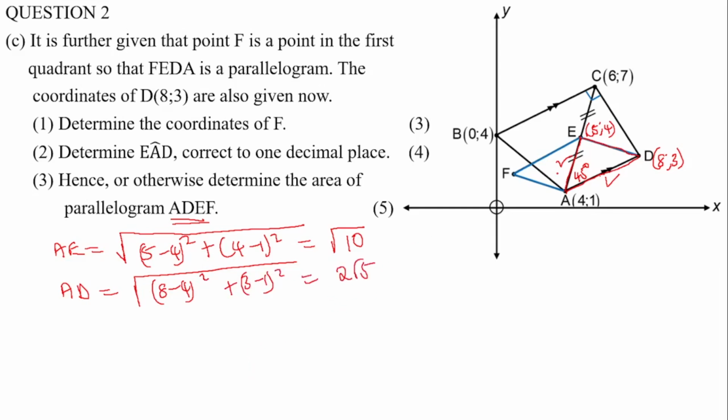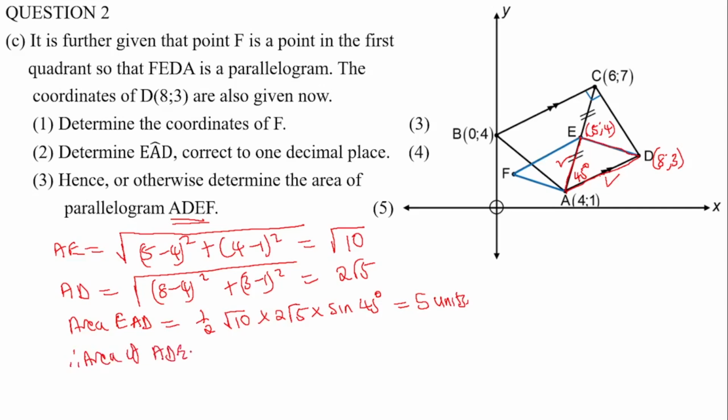Okay, so now we can find the area of EAD. Area EAD will be equal to half, then root 10 times 2 root 5 times sine 45 degrees. And then what do we get? We get that this is 5 units. Therefore, area of ADEF is equal to 2 times 5, because we have this part and also this part. Then this part is just the same as that. So it's 2 times 5, which is 10 units.